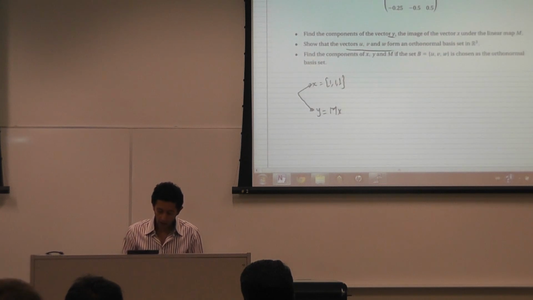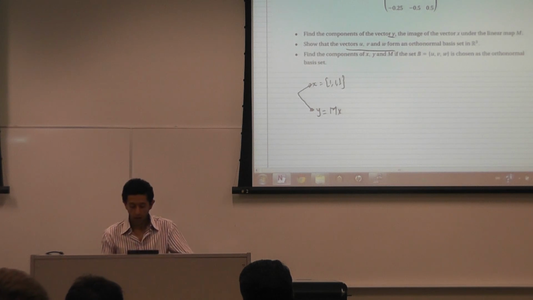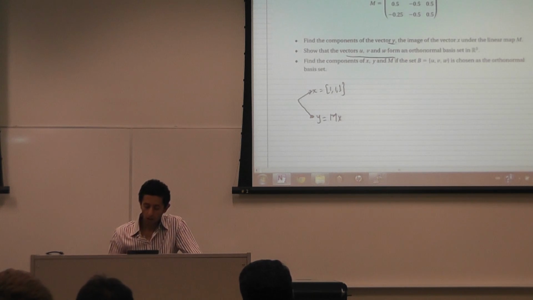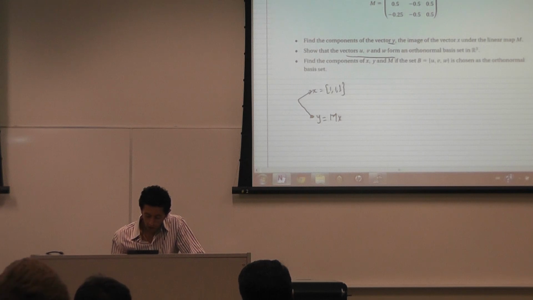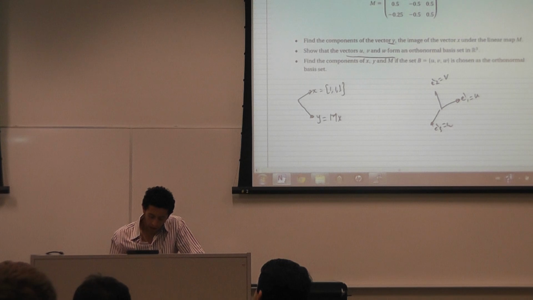Show that the vectors u, v, and w form an orthonormal basis set. You're going to find u dot v is equal to v dot w is equal to u dot w is equal to 0, and the length of each is 1. Therefore, there are three linearly independent vectors, and they are orthonormal. Therefore, they form an orthonormal basis set. So I can use e1, e2, e3 as u, v, and w. And now I have a new basis set made out of those three.